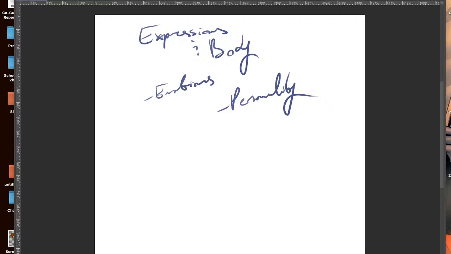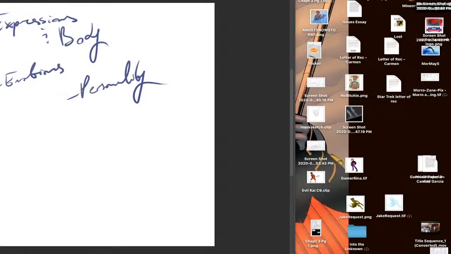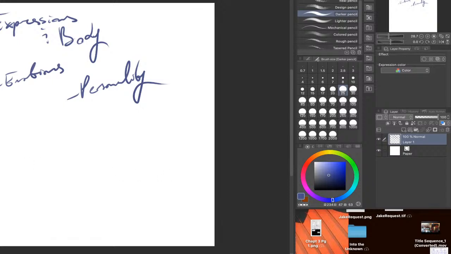Sorry, I'm still getting used to this new setup, so y'all be patient with me. Alright, now we're in the control room. Yay! This is where I like to be. Okay.